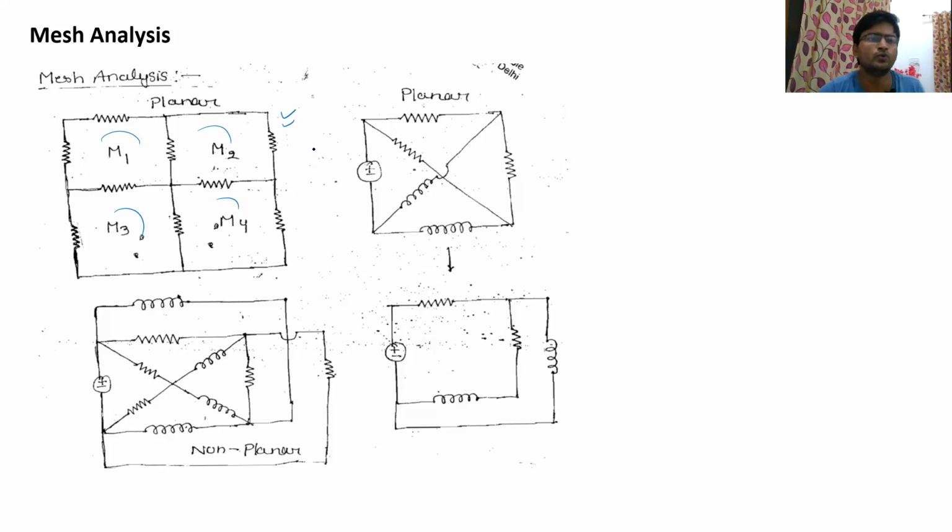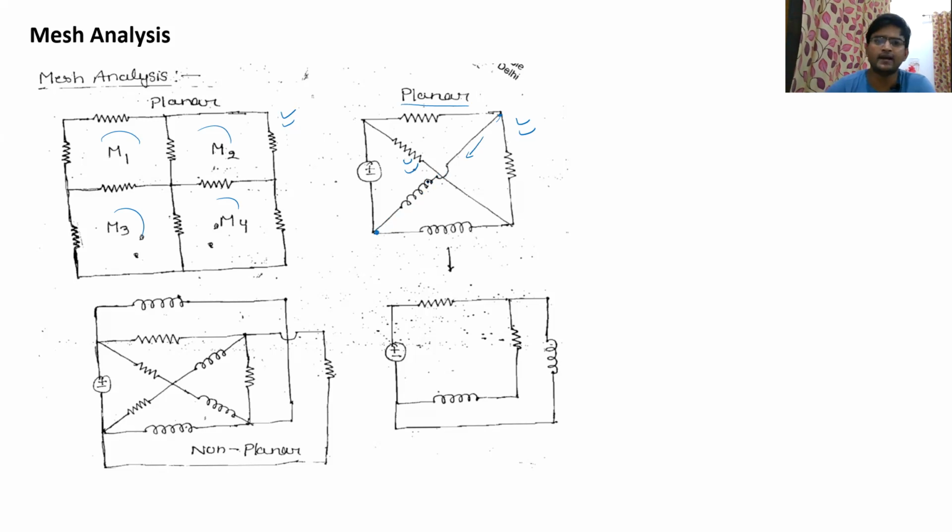But one thing is important to note in mesh analysis, that the circuit should be planar. And what does planar mean? It can be drawn in a single plane, which means no branch of the circuit should be jumping from the circuit. Like it can be drawn in the same plane. So for example, if you see this circuit, you can imagine that this particular branch is jumping over this particular branch. This branch is jumping over this branch and going through this. So you can say that, sir, this is not planar.